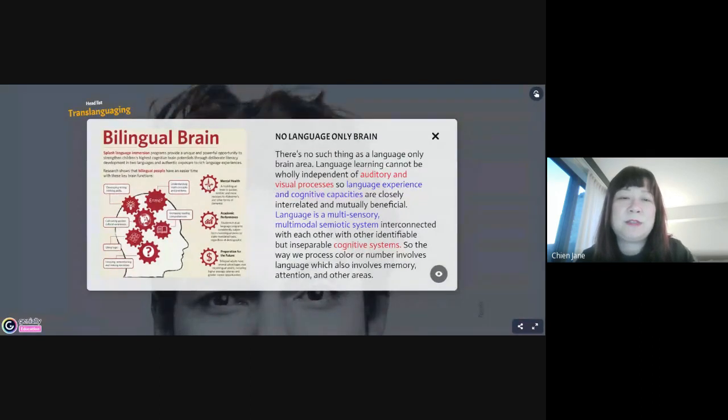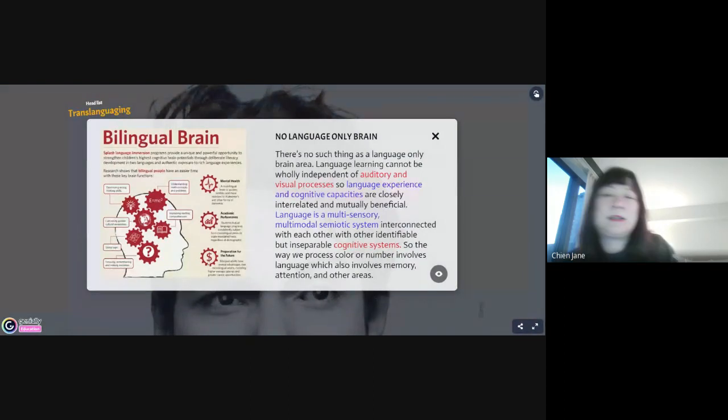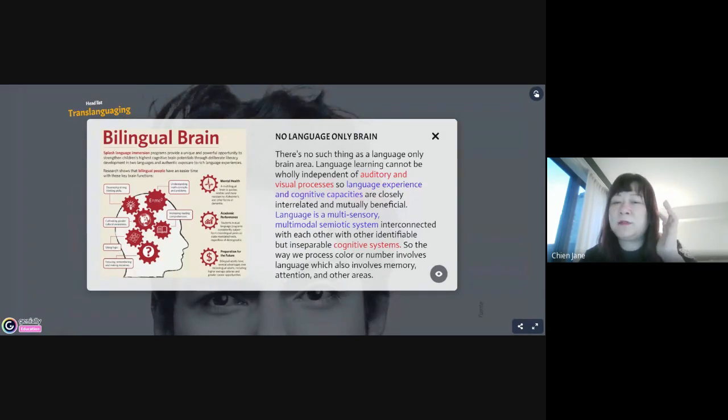Mental health, using a heart rate chart. Academic performance, an arrow going up. The dollar sign, preparation for futures. These are all symbols, and these are a semiotic system. Okay, they're interconnected with each other, with other identifiable and inseparable cognitive systems. Although we can identify these cognitive systems, you cannot separate them.